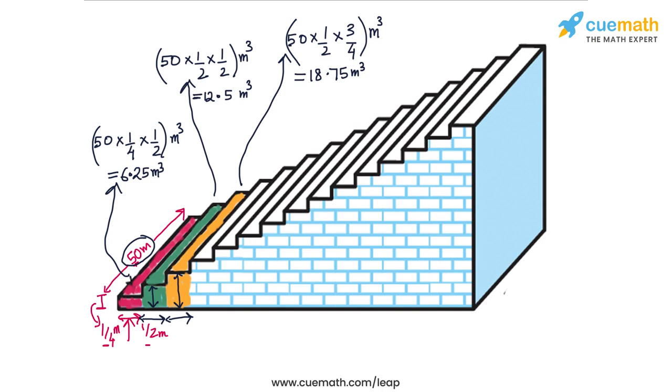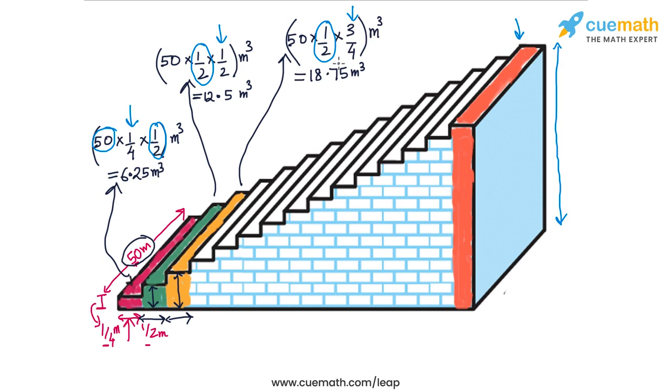So what you see is that for each step, 2 of the dimensions are constant. You have this 50 meters as constant, and you have this 1/2, the horizontal extent of the step, which is what is referred to as the tread of the step. This is constant. What is varying is the height of the step. From 1/4 it becomes 1/2, then it becomes 3/4. In the next step it will become 1, and so on. And we will continue this sequence up to the last step, in which the only dimension that will be different from the other steps is the total height of this step, which will be 15 times 1/4.